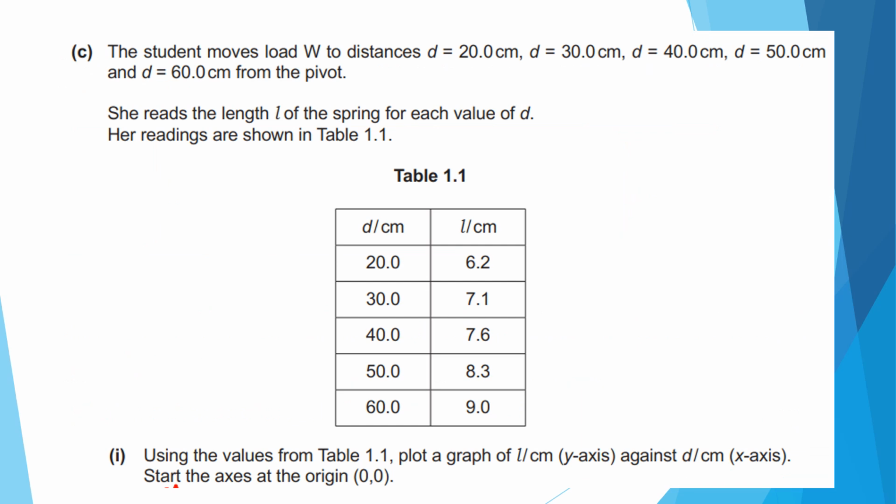So C part question. The student moves the load W to a distance D equal to 20 centimeters, 30 centimeters, 40 centimeters, 50 centimeters and 60 centimeters from the pivot. She reads the length L of the spring for each value of D. Her readings are shown in table 1.1. Using the values from table 1.1, plot a graph of extension against D, starting the axes at the origin. In this type of graph, have a careful observation on the table and the readings given. Here the D readings are 20.0, 30.0, so after the point they are all represented to one decimal. Extension is also represented up to one decimal after the point.